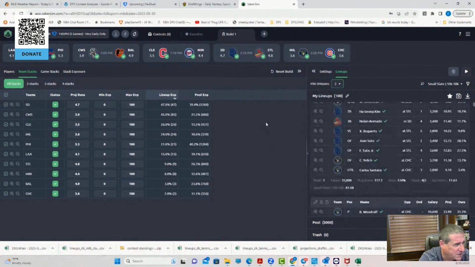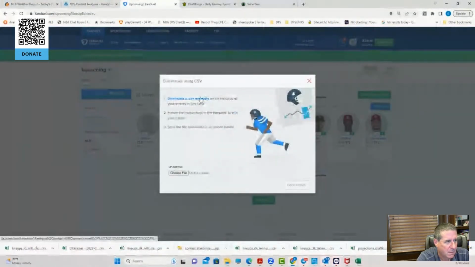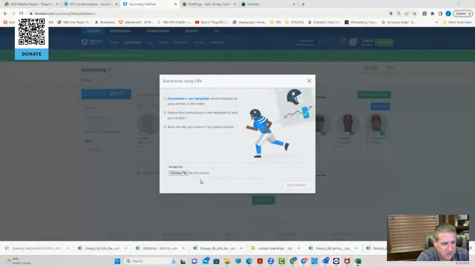All right, so we're going to save these for now. Let's just put these down in here. Save the CSV just so I have it. I want to just put something in, but then I want to do a contest sim as well. Let's go back into FanDuel. Do this. It's so weird.